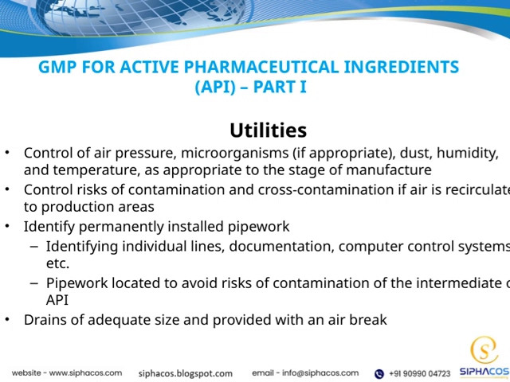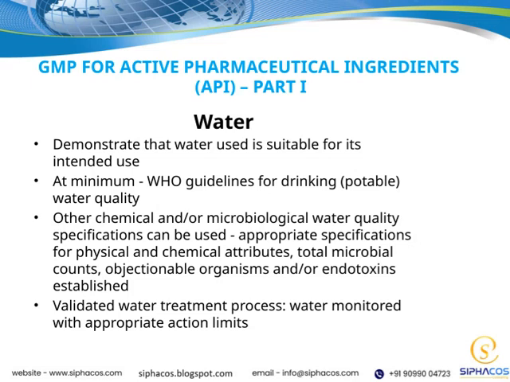When we talk about water in pharmaceutical manufacturing, it's critical to demonstrate that the water used is suitable for its intended purpose. This means ensuring that the quality of water meets specific standards, at a minimum, the guidelines set by the World Health Organization for drinking water or potable water. Beyond that, depending on the application, we might need to comply with additional chemical or microbiological specifications. These could include physical and chemical attributes, total microbial counts, or the presence of objectionable organisms and endotoxins.